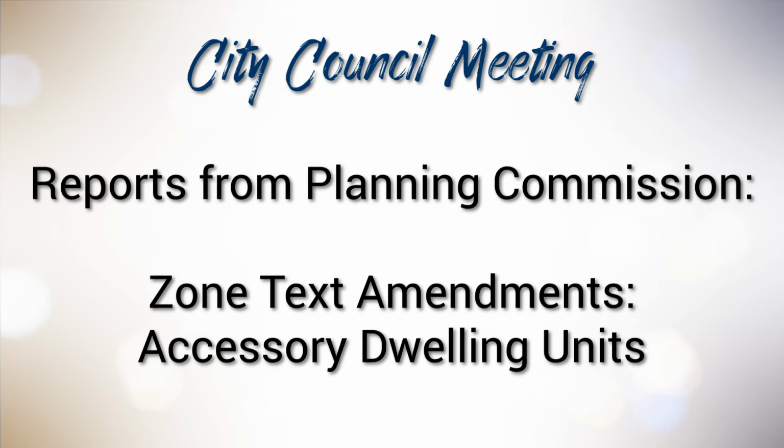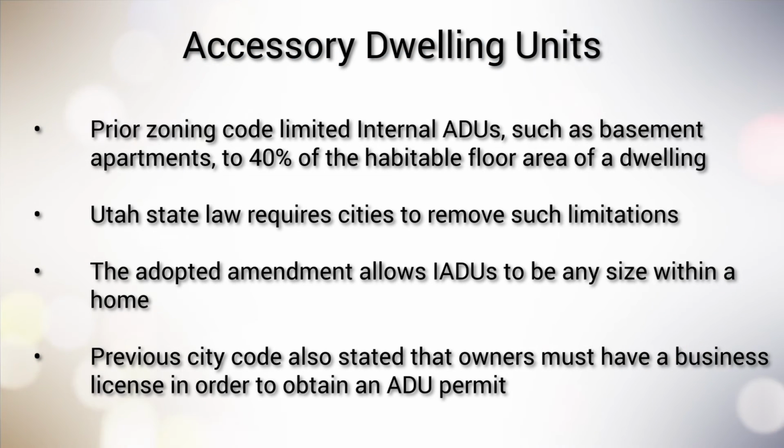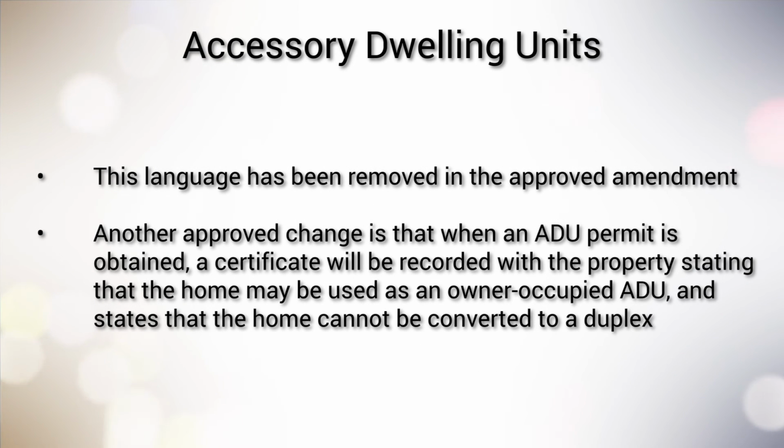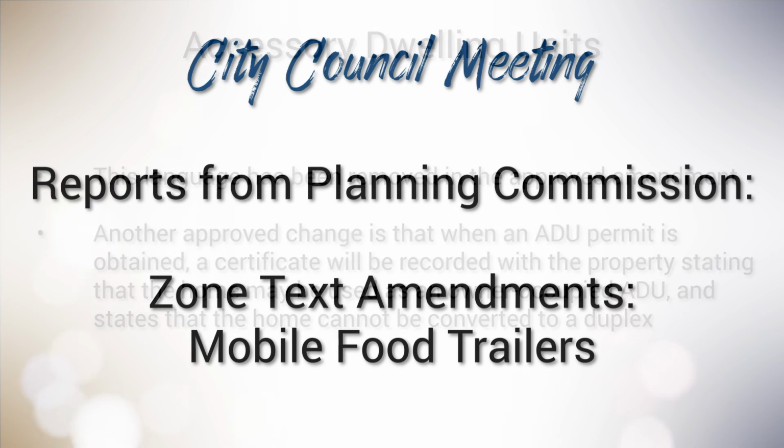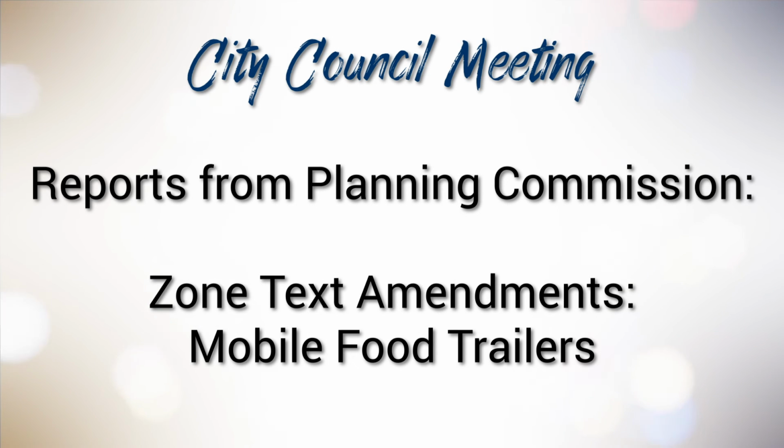After receiving public input, the council approved a zone text amendment regarding accessory dwelling units, or ADUs. Prior zoning code limited internal ADUs, such as basement apartments, to 40% of the habitable floor area of a dwelling. Utah state law requires cities to remove such limitations. The adopted amendment allows IADUs to be any size within a home. Previous city code also stated that owners must have a business license in order to obtain an ADU permit. This language has been removed in the approved amendment. Another approved change is that when an ADU permit is obtained, a certificate will be recorded with the property stating that the home may be used as an owner-occupied ADU and that the home cannot be converted to a duplex.